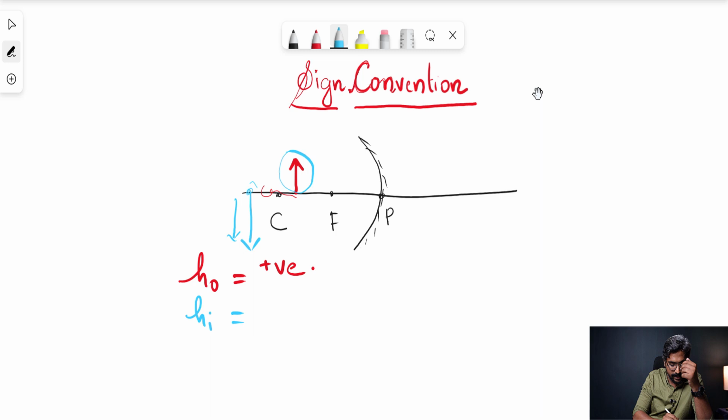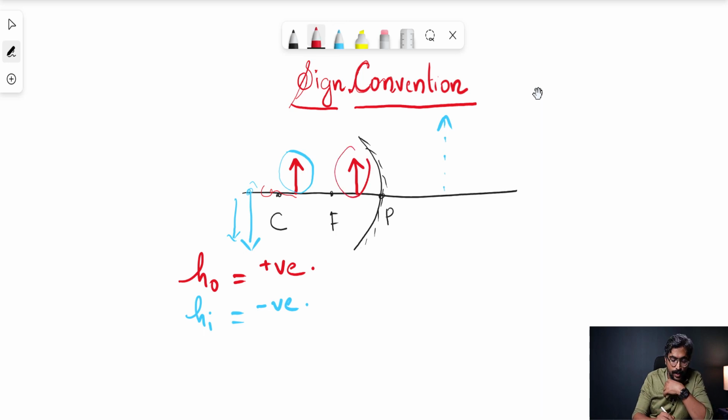So we can say that HI, which is the other denotation of height of the image, is given as negative. And now if I just keep another object between F and P, then I will get the image like this, right? Virtual image.